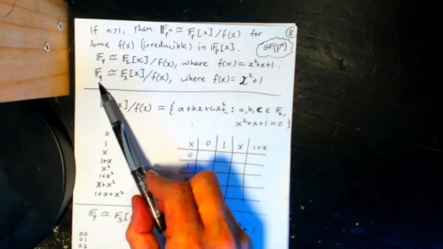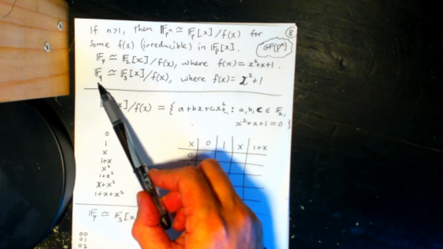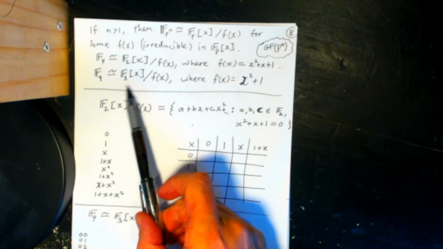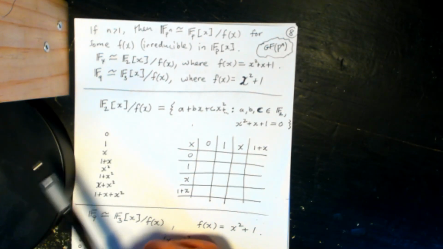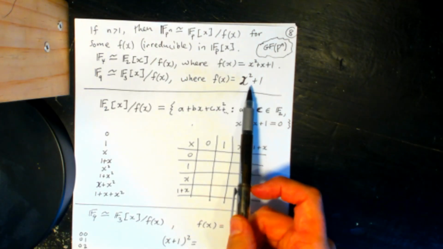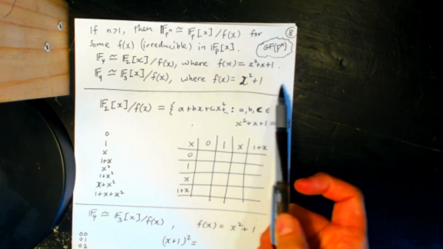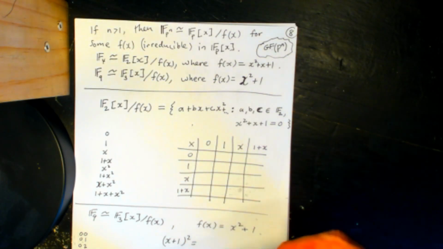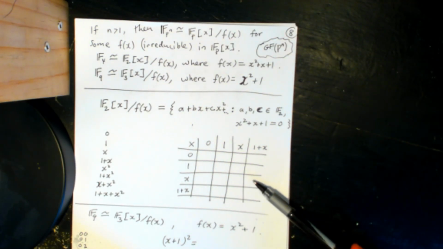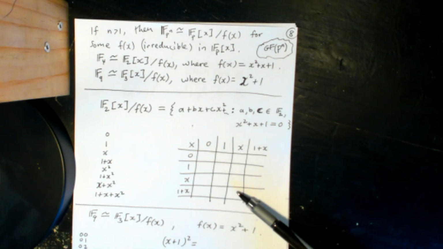Okay, as another example, the finite field with 9 elements is isomorphic to the ring F3 adjoin x modulo f of x, where f of x is x squared plus 1. Okay, but I'll first look at this example and then we'll refer back to the other view of the same field.